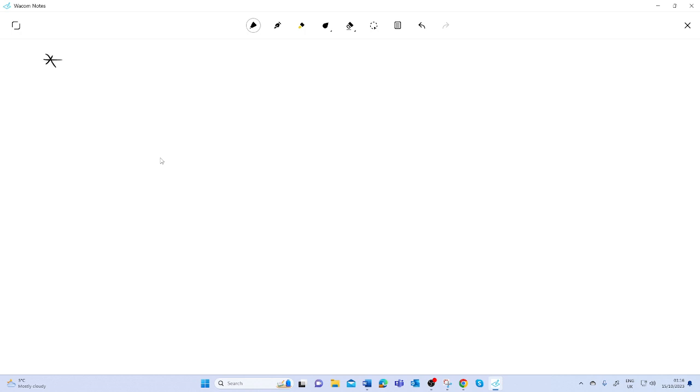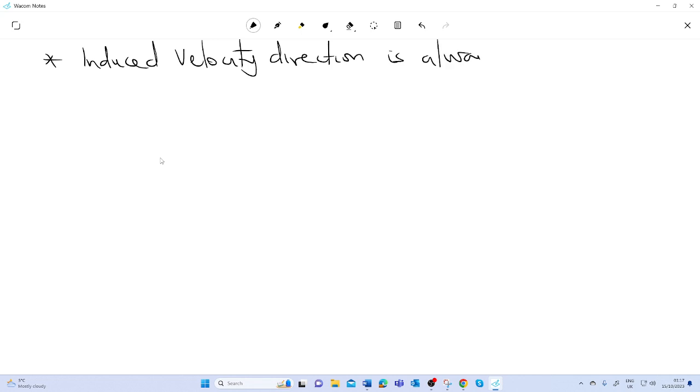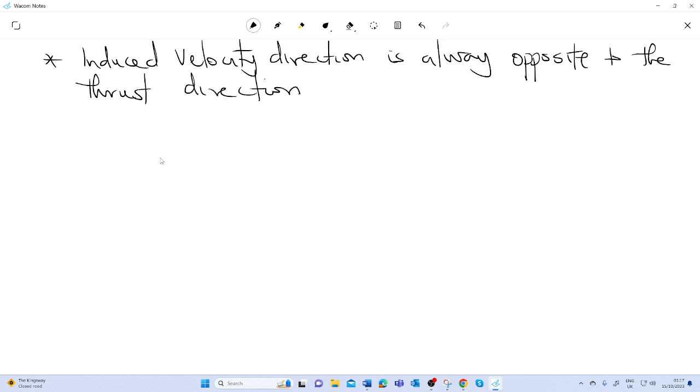And don't forget that induced velocity direction is always opposite to the thrust direction.